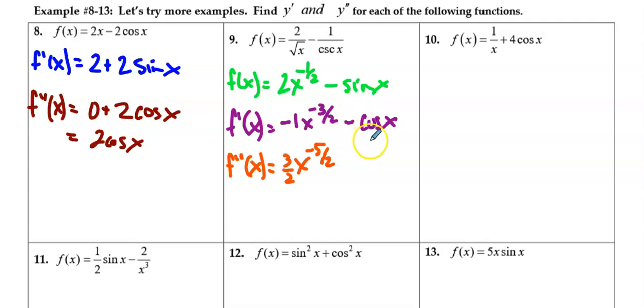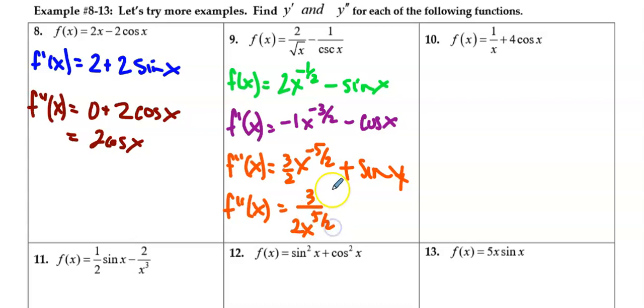And then I'm going to take the derivative of cosine of x. Well, again, as I'm taking the derivative of cosine, I'm going to change the sign in front of me. So it's going to be sine of x. So if I just really quickly rewrite this, the 3 is in the top, and then the 2, x to the 5/2 is in the bottom, plus sine of x. Okay? Pretty straightforward with that.